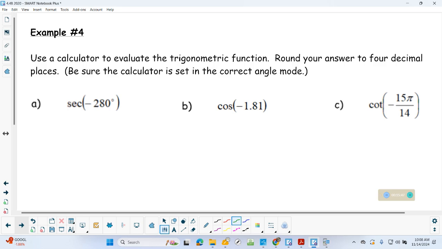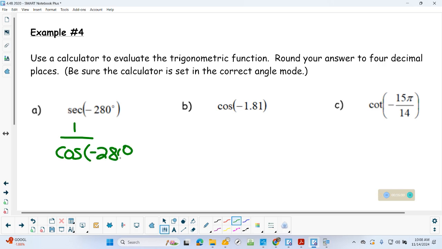You do not have a secant button. How do you type that in the calculator? What identity do you use? 1 over cos. So you're going to do 1 over the cos. And I'm going to punch it in just to make, that is supposed to be a very tiny degree symbol here. So let's punch it in.